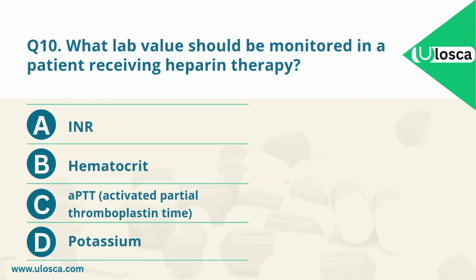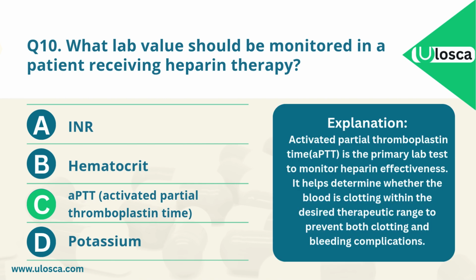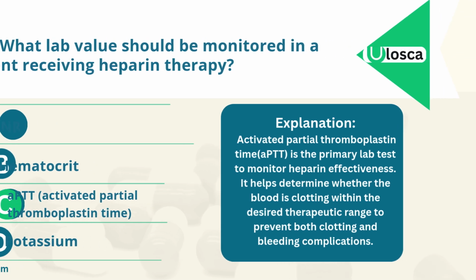The correct answer is C. APTT. Explanation: activated partial thromboplastin time is the primary lab test to monitor heparin effectiveness. It helps determine whether the blood is clotting within the desired therapeutic range to prevent both clotting and bleeding complications.